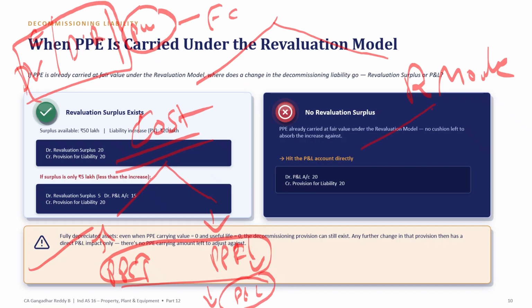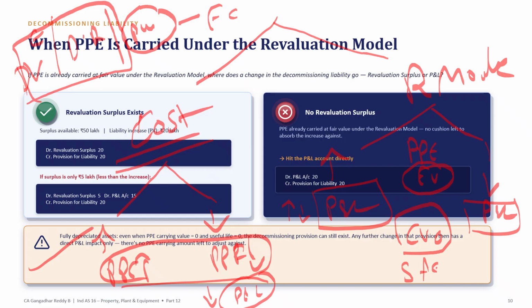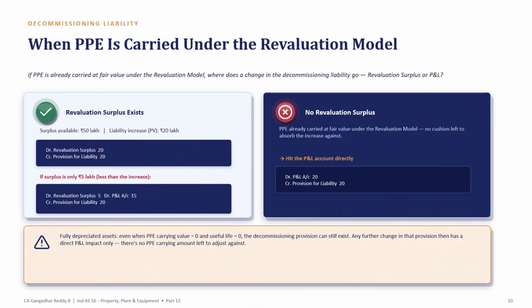In the revaluation model, we are already carrying the PPE at fair value. So if the liability increases, you charge it to P&L. If the liability decreases, you credit it to P&L. Even so, if the revaluation surplus is less than or more than the provision amount, only the balance you have to pass to the P&L account. If the carrying value is 0 or the revaluation surplus account is 0, in that case you go directly to the P&L account. I hope you understand this.